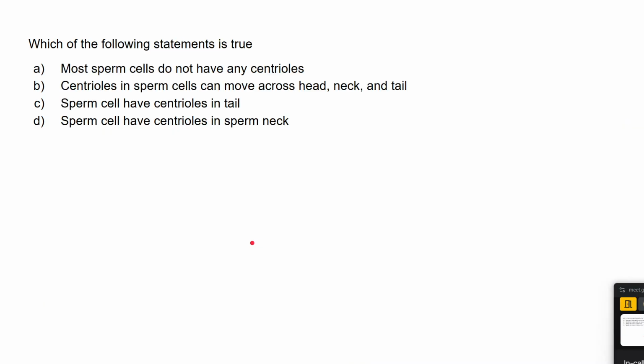Which of the following statements is true? Option A, most sperm cells do not have any centrioles. Option B, centrioles in sperm cells can move across head, neck and tail. Option C, sperm cells have centrioles in the tail. Option D, sperm cells have centrioles in the sperm neck. What is a centriole?